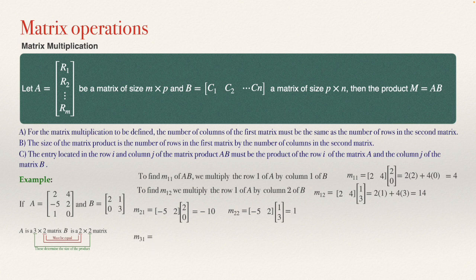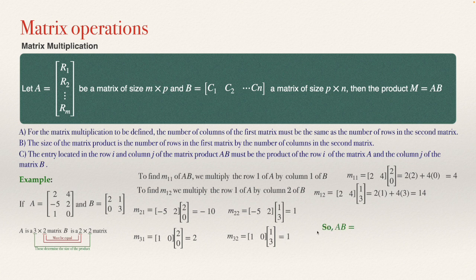Yeah. We can find M31. So it will be third row, first column. So it will be 1, 0 multiplied by 2, 0. This will be 1 times 2 is 2 plus 0 is 2. So it will be 2. M32 will be the third row, second column. And we know we don't have more rows, we don't have more columns. This will be the last element. So it will be 1, 0 multiplied by 1, 3. So that will be 1 times 1 is 1, and 0 times 3 is 0, so it will be just 1.